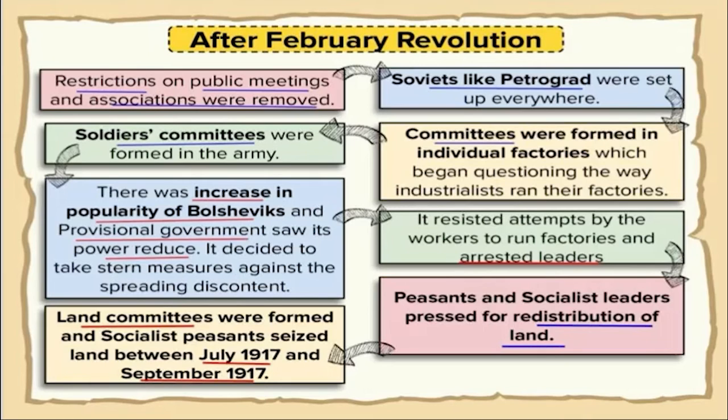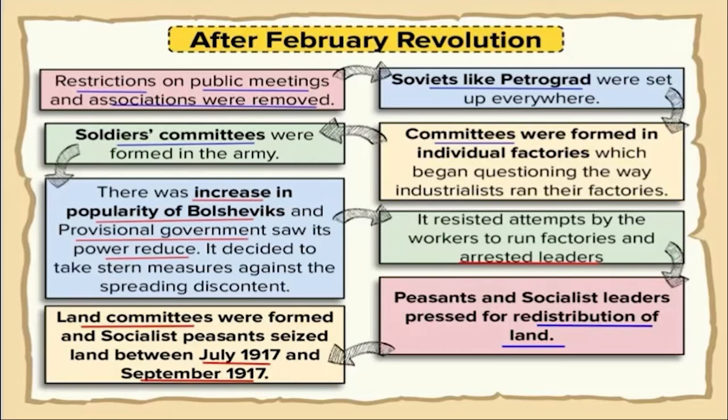Now the soldiers' committees formed a proper army. There was an increase in the popularity of the Bolsheviks. The Bolsheviks, led by Vladimir Lenin, got more and more popularity and majority, and the provisional government saw its power reduce. Okay, and it decided to take stern measures against the spreading discontent.